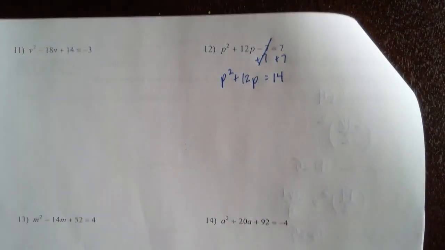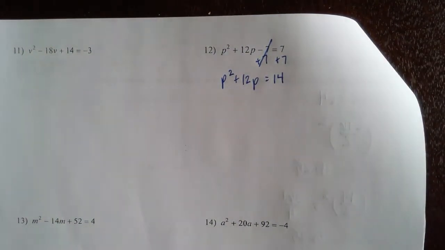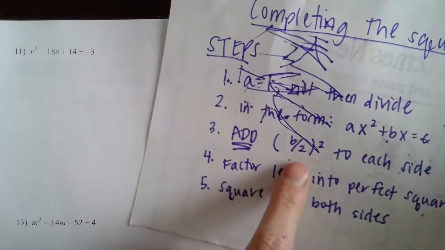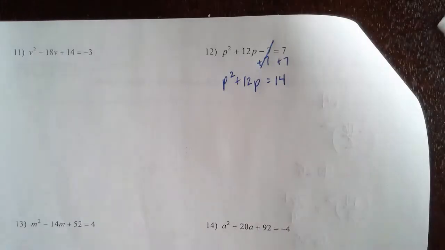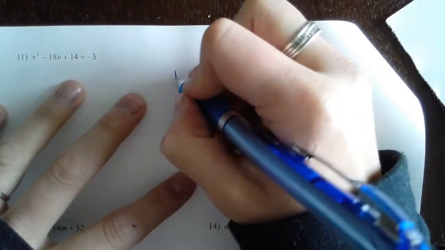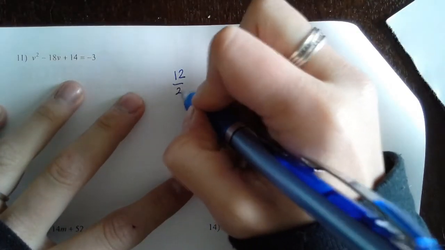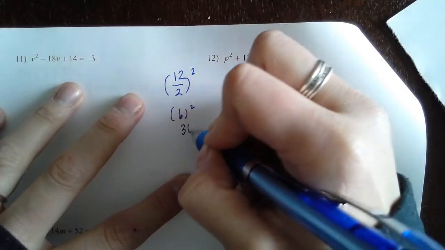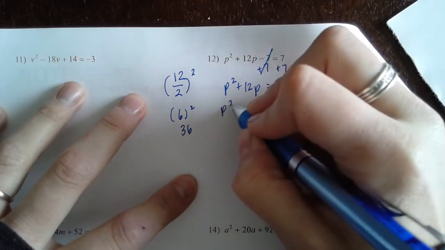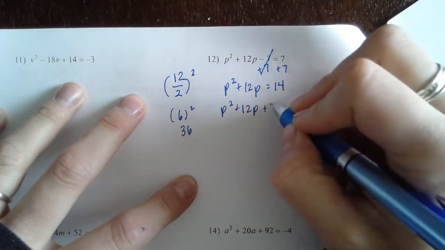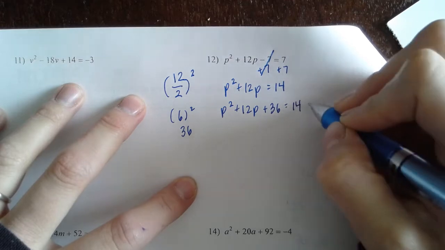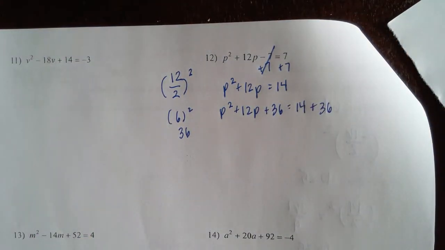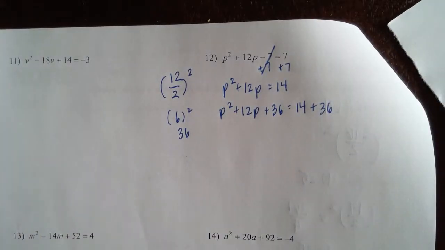And then now we need to add the b divided by 2 squared to each side. So we're going to take our b value, which is 12. We're going to divide by 2 and then square that. So 12 divided by 2 is 6, squared is 36. So I have p squared plus 12p plus 36 equals 14 plus 36, because we have to keep our equation balanced. So if I put something on one side, I have to put that same thing on the other.